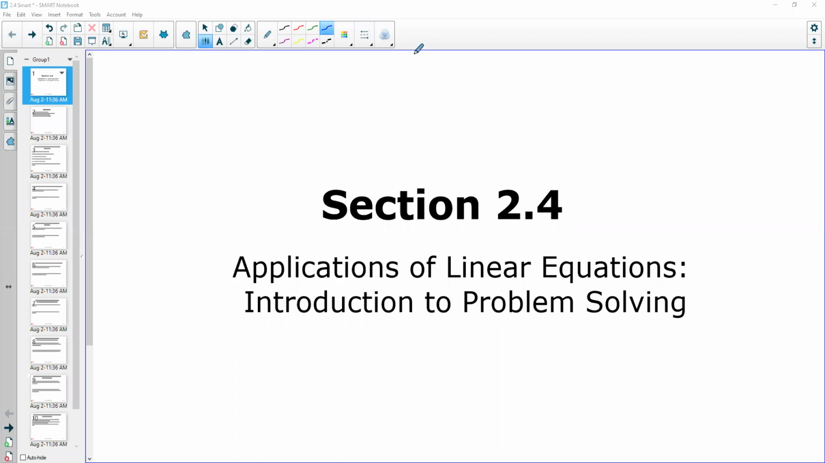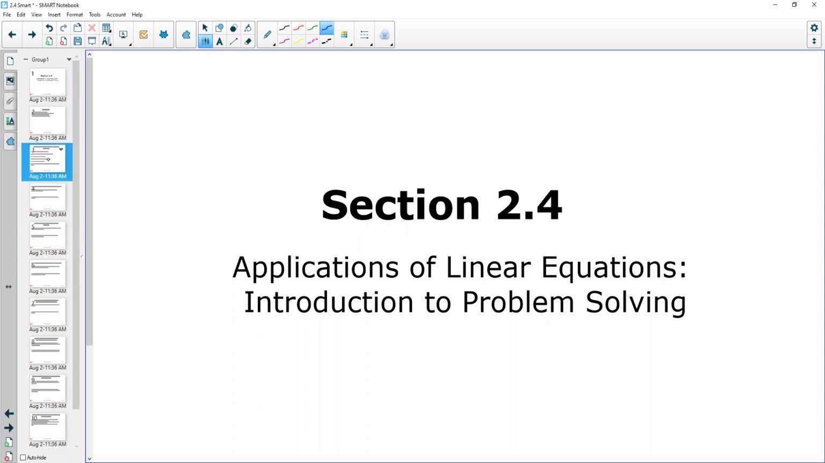Okay, these are the notes for 2.4. 2.4 and 2.5 are actually applications. This is our first dive into word problems. I promise that it is not going to be as bad as you think it is. We are going to step through them together.